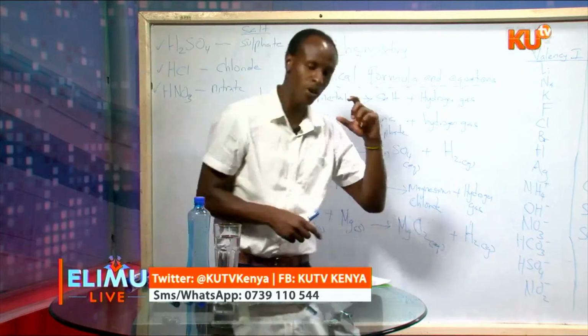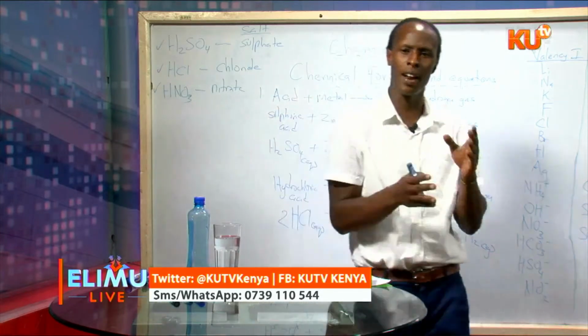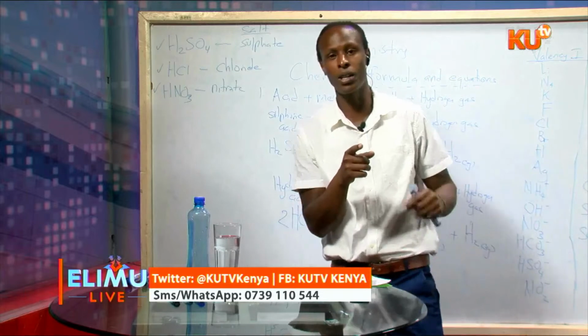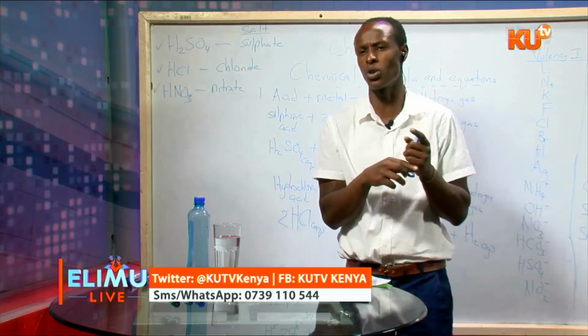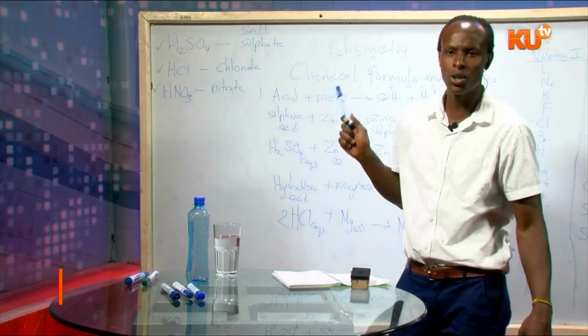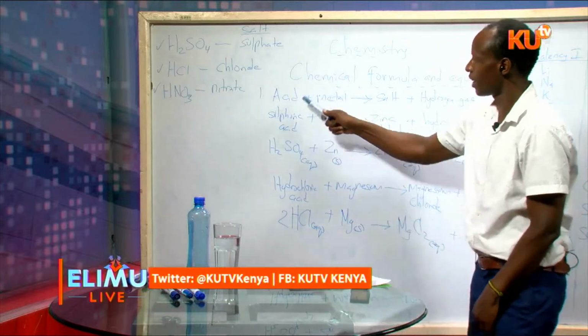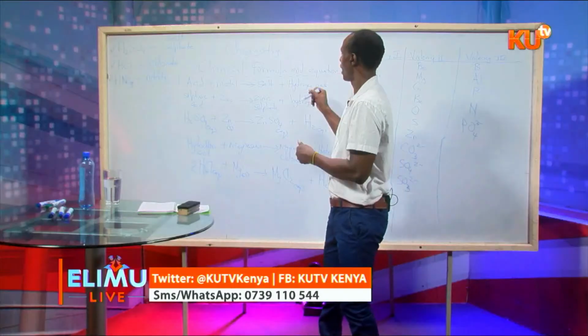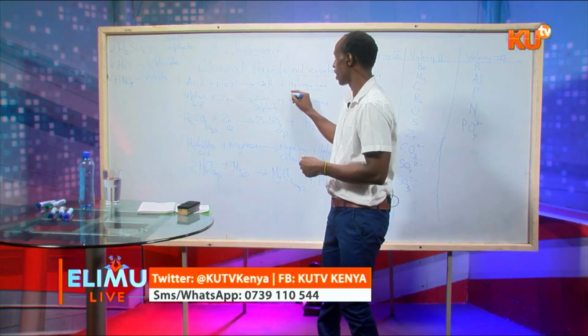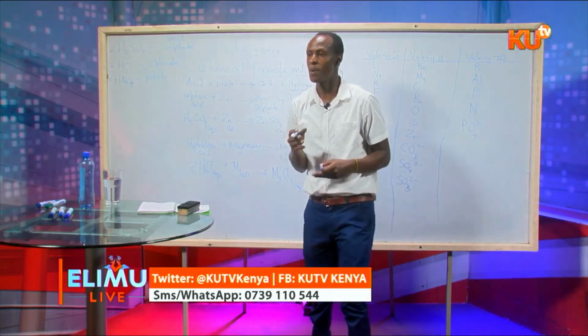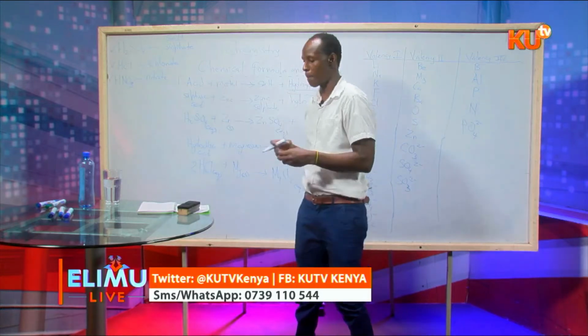So that's the first common reaction between an acid and a metal. And in Form 1, when you are looking at preparation of hydrogen in the laboratory, we usually react a metal and an acid. Because when you react an acid and a metal, your product will be hydrogen. So that's the only way you can produce hydrogen gas in a lab, reacting an acid and a metal.